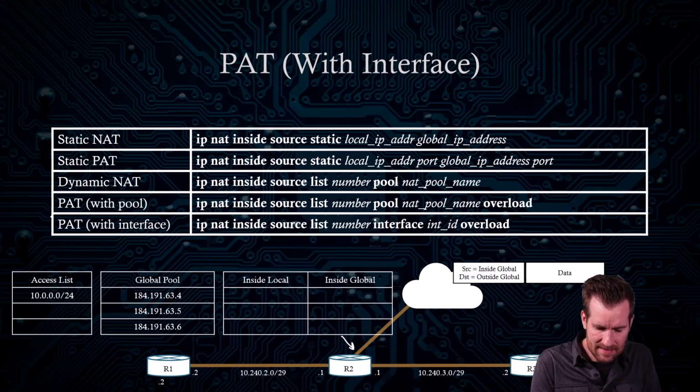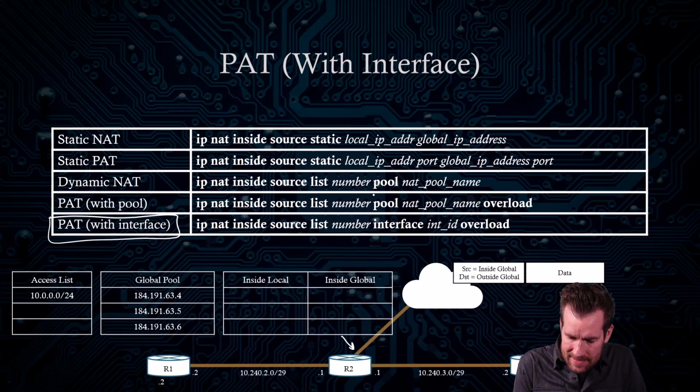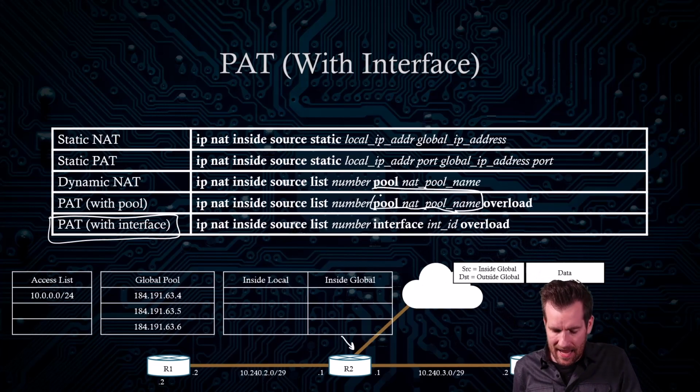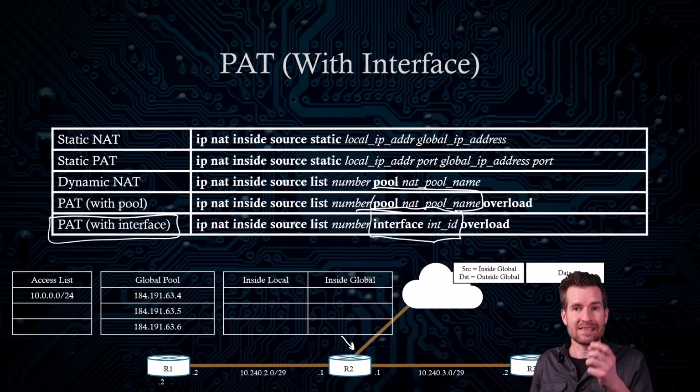So we're defining the interface. So this is PAT using a specific interface. And we replace that pool, the PAT pool name, with the interface and then the interface ID. So that is the change there. So this is dynamic PAT using a single interface rather than using a pool.